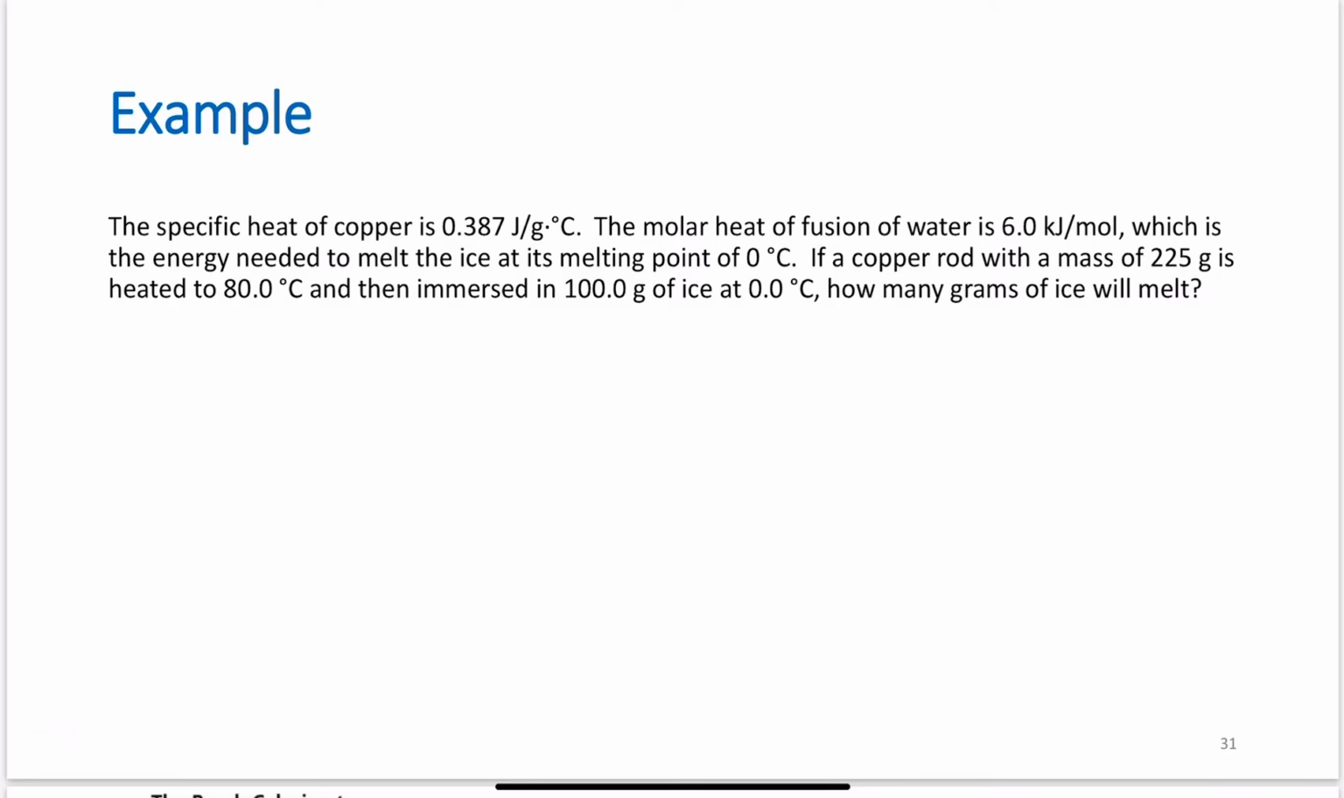The specific heat of copper is 0.387 joules per gram degree C. The molar heat of fusion of water is 6.0 kilojoules per mole, which is the energy needed to melt the ice at its melting point of 0 degrees C. Fusion means melt. You fuse things together. And what that's telling me is that it takes 6.0 kilojoules to melt 1 mole of ice. It's also a conversion factor.